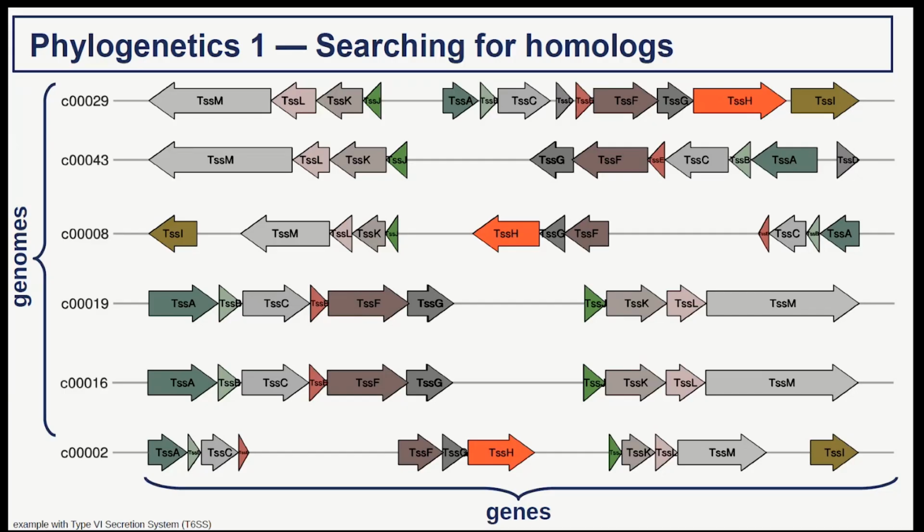And so for the genomics data, here I'm representing each genome by one number, like C29, C43, C8. So these are different genomes. And there are some techniques that we use to find where the genes are in those genomes. So, for instance, in this case, we can see that in C29 we have TSSM, and then TSSL, TSSK, and there's an order for them, which is indicated there. We don't need to worry about that.